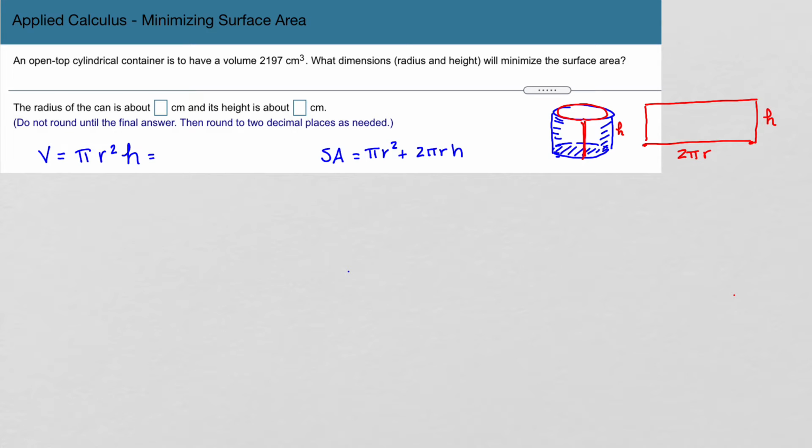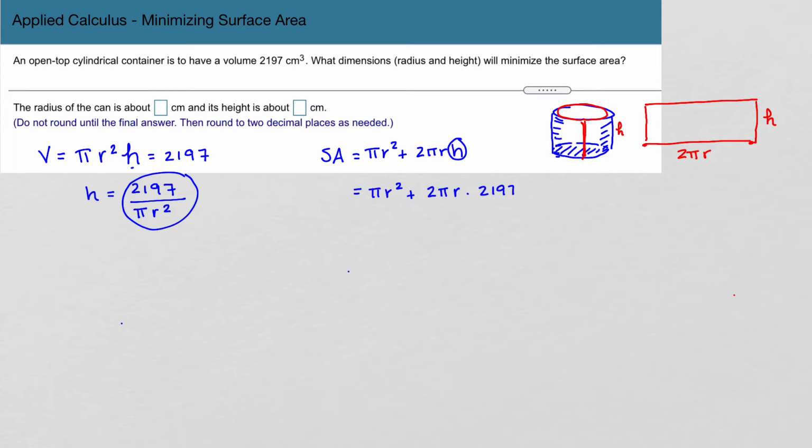Now for the volume, we're told that that has to be 2,197, and I can solve this easily for h, so I'll do that. And I have 2,197 over pi r squared. And now I'm going to take this expression for h, and I'm going to substitute it into the formula for surface area. So I have pi r squared plus 2 pi r times 2,197 over pi r squared.